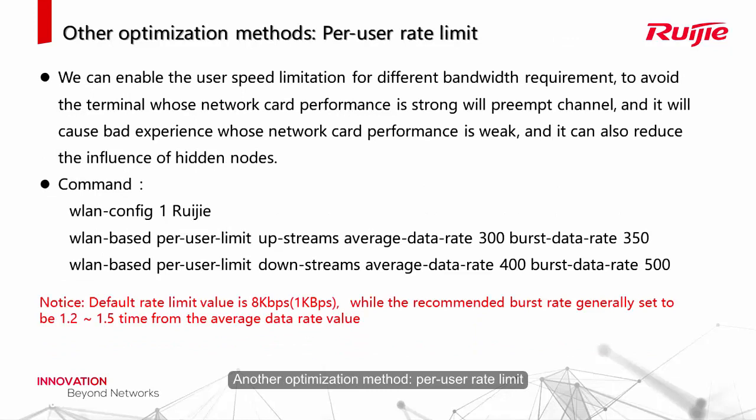Another optimization method, per user rate limit. We can assume that if we do not enable this function, the terminal whose network card performance is strong will preempt the channel all the time, which will cause a worse experience for terminals whose network card performance is weak. It can also reduce the hidden node influence. The commands for limiting users' speed are shown in the slide. Notice, the burst value we usually configure is 1.2 to 1.5 times its average value.